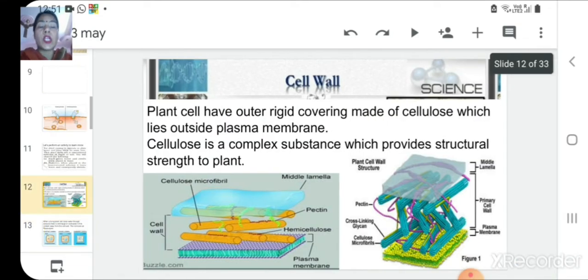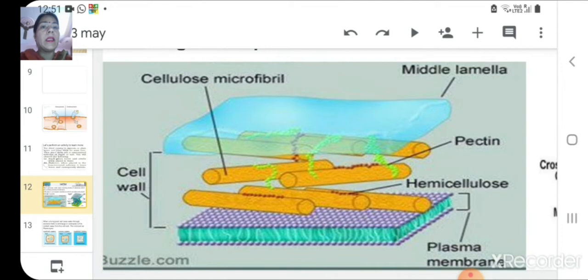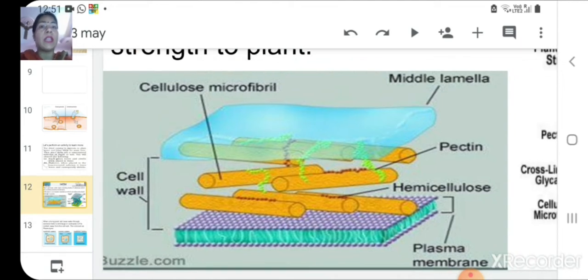Now we will talk about the cell wall. Plant cells have an outer rigid covering made up of cellulose, which lies outside the plasma membrane. Cellulose is a complex substance which provides structural strength to the plant. In this slide, you can see the complexity of the structure of the cell wall. Here you can see cellulose microfibrils, pectin, and hemicellulose, and there is a very compact structure of the cell wall.